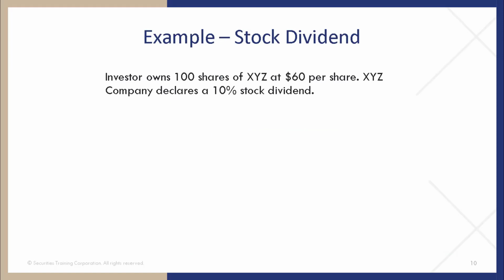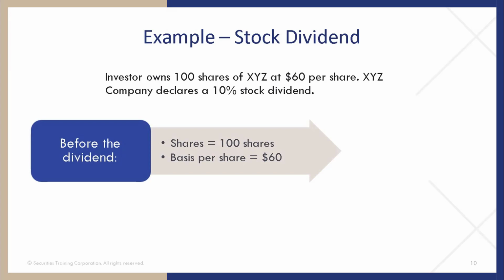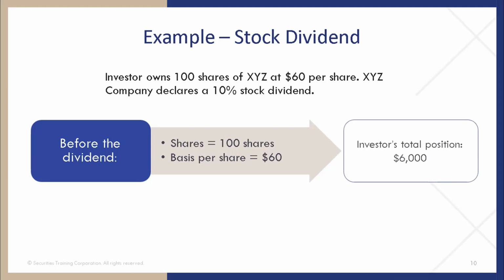An investor owns 100 shares of XYZ, currently priced at $60 per share. The company declares a 10% stock dividend. Let's look and see how this happens. Before the dividend, you owned 100 shares at $60 a share, so the value of what you own is $6,000. That will not change. The pie will remain the same, but it might be cut into more pieces.